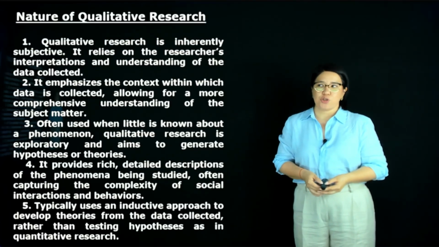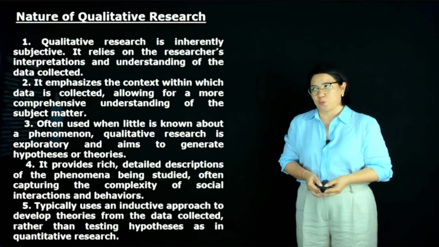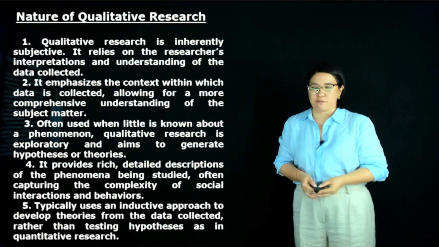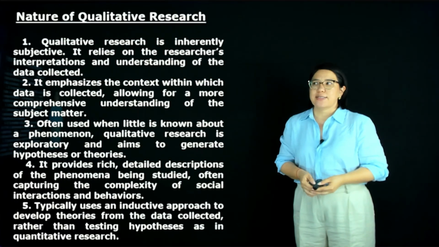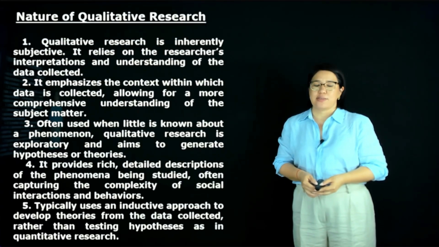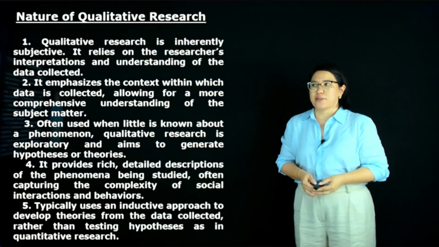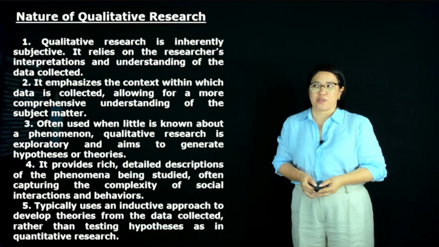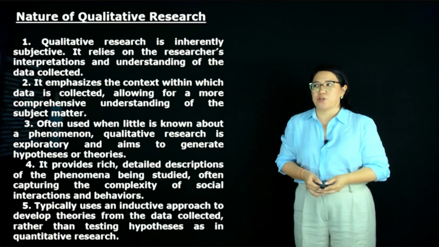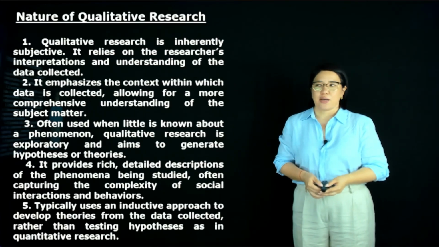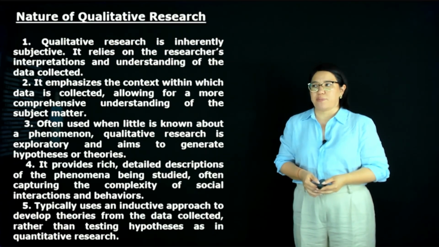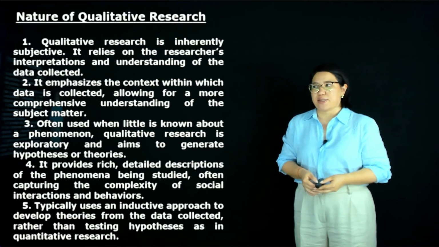The nature of qualitative research consists of 5 aspects. First, qualitative research is inherently subjective, and it relies on the researcher's interpretation and understanding of the data collected. Second, it emphasizes the context within which data is collected, allowing for a more comprehensive understanding of the subject matter. Often used when little is known about a phenomenon, qualitative research is exploratory and aims to generate hypotheses or theories. It provides rich, detailed description of the phenomena being studied, often capturing the complexity of social interaction and behaviors, and typically uses an inductive approach to develop theories from the data collected rather than testing hypotheses as in quantitative research.